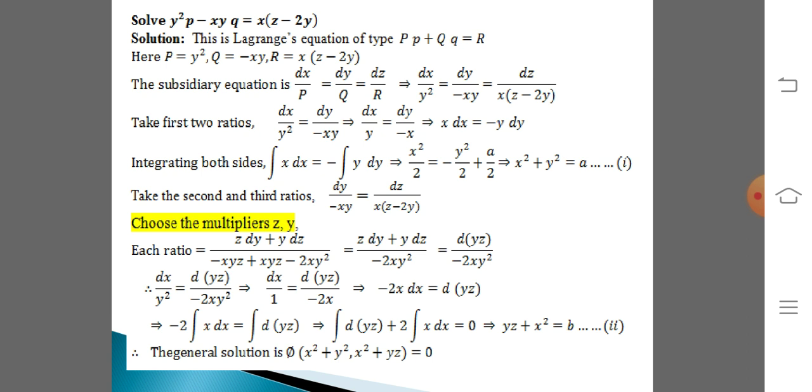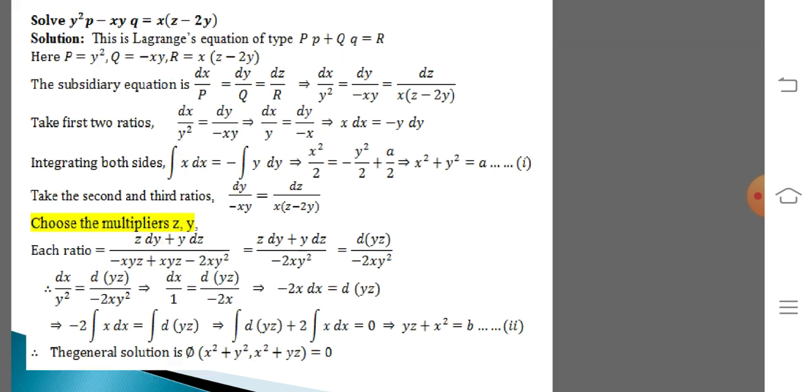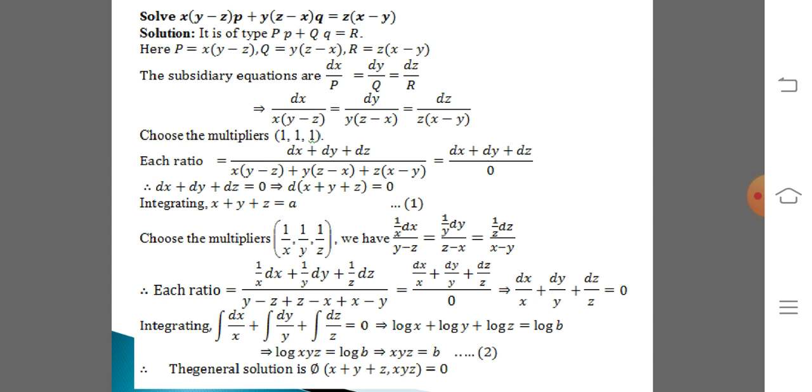So equation 1 is of the type u equal to some constant, equation 2 is of the type v equal to some constant. Therefore the general solution is phi of u comma v equal to 0, that is phi of x square plus y square comma x square plus yz equal to 0. So which is the required solution of the given equation.